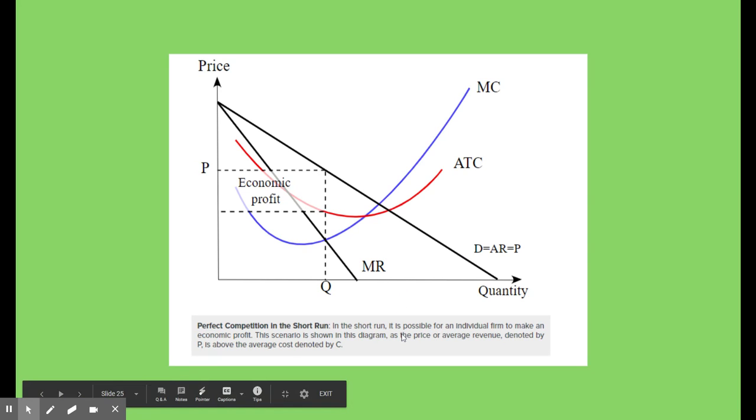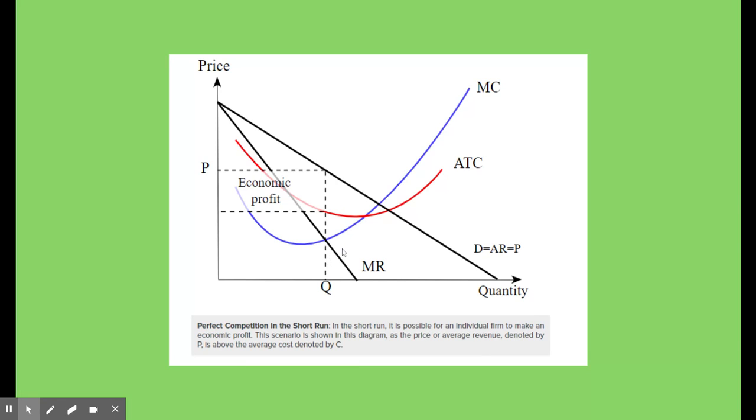In the short run, it is possible for an individual firm, a business, to make an economic profit. So in a perfectly competitive marketplace, when you first get involved, you get your name out there, you're selling your product, it is possible to make a profit. You can charge a little bit more than what is going on in the rest of the marketplace.